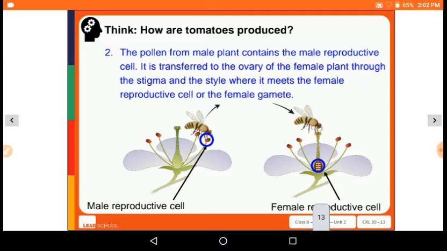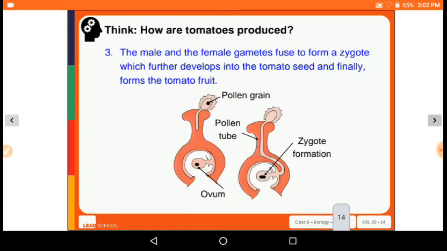Then after, the pollen from the male plant contains the male reproductive cell. It is transferred to the ovary of the female plant through the stigma and the style, where it meets the female reproductive cell, the female gamete. So the male and the female gametes fuse to form the zygote. ये दोनों मिलके क्या बनती है? Zygote. Then it further develops into the tomato seeds and finally forms into the tomato fruit.